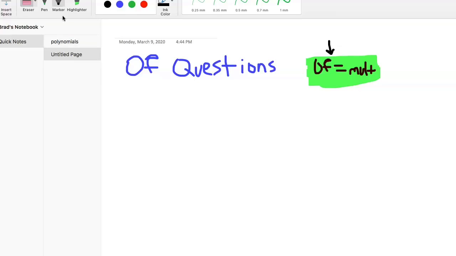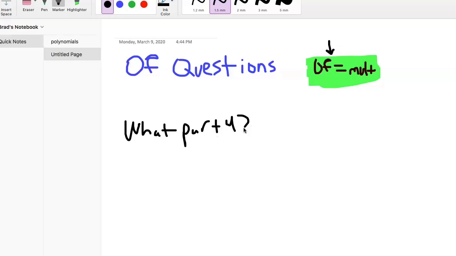But occasionally they'll throw you a slight curveball. They'll say something like, what part of 42 is 14? Okay, so it's worded weirdly, right? What part of 42 is 14?